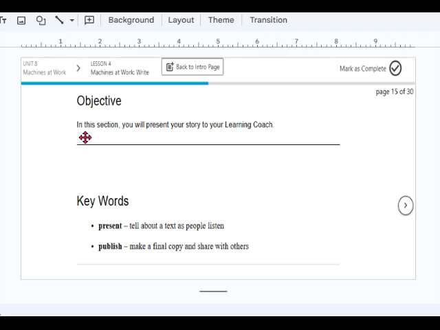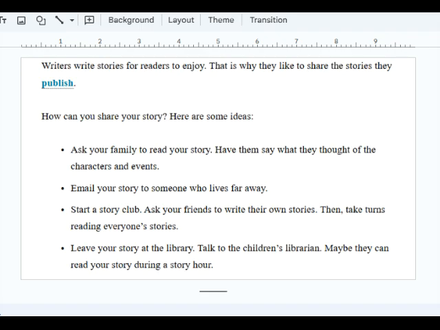Our keywords are present, which means to tell about a text as people listen, and publish, which means to make a final copy and share it with others. Writers write stories for readers to enjoy. That is why they like to share the stories they publish. How can you share your story?